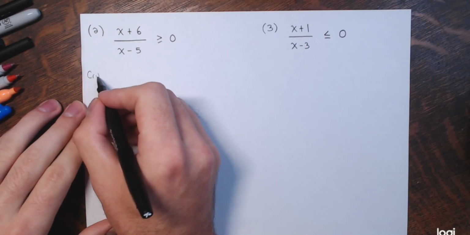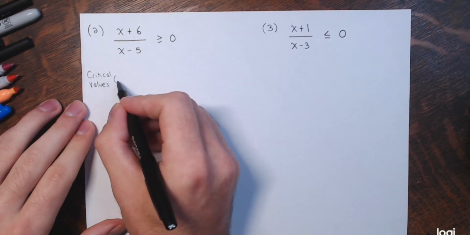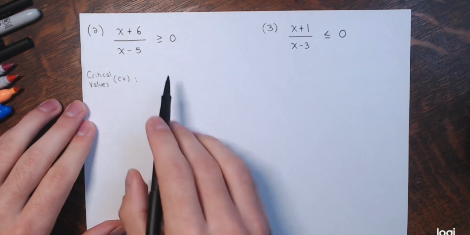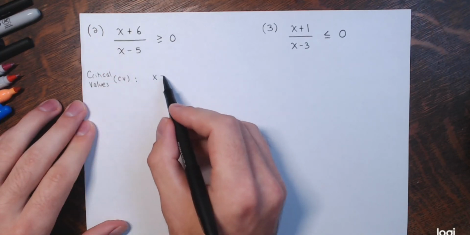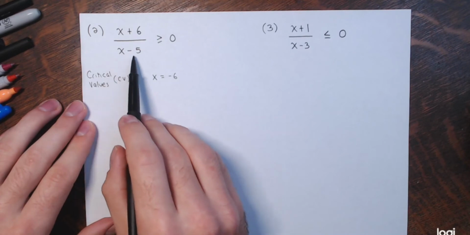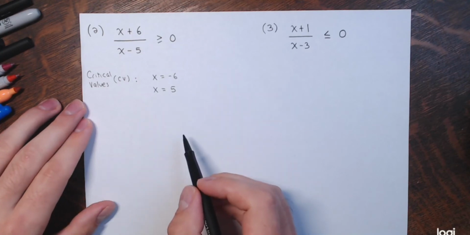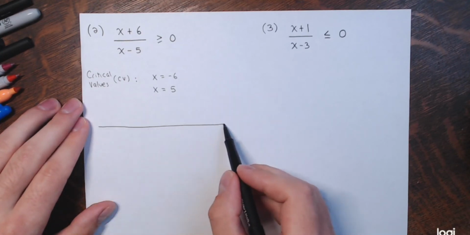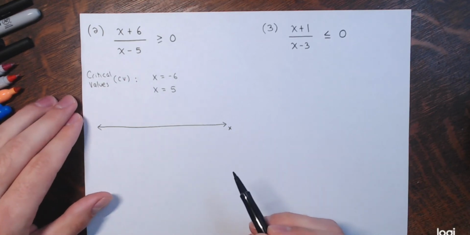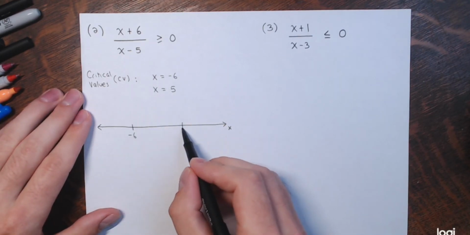Now the critical values, which I'm just going to label CVs in the future. The numerator is x plus 6, so if x were negative 6, the numerator would be 0. The denominator is x minus 5, so if x were positive 5, the denominator would be 0. Okay, number line. These represent possible values of x. Mark off the critical values: negative 6 is to the left of positive 5.